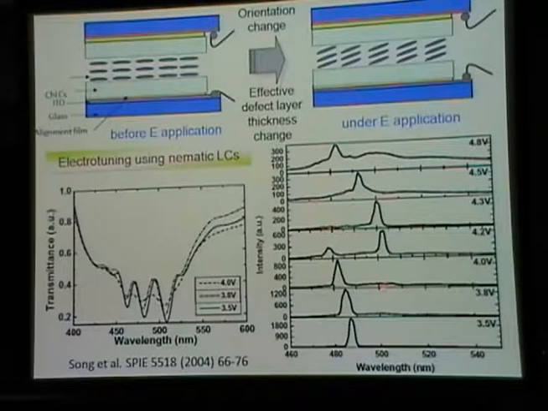So the lasing peak changes like this within the photonic band gap. So still in this case, the tunable range is very short. It is confined in the photonic band region. Okay.